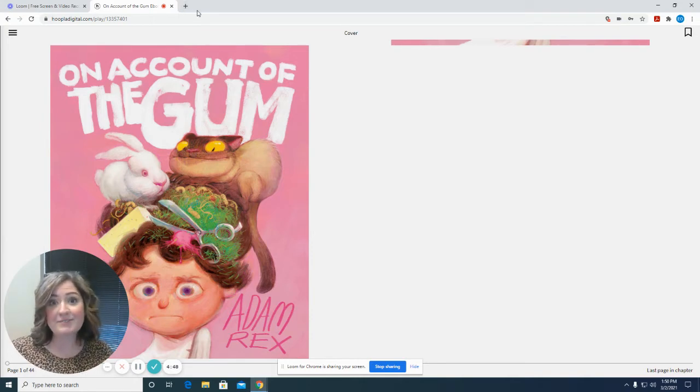The story I'm going to read for you today is On the Account of the Gum by Adam Rex. Oh my goodness, let's look at this cover. Look at all of the things she has stuck in her hair. Oh, I wonder how she got them in there and how she's going to get them out. Well, let's find out. Are you ready?